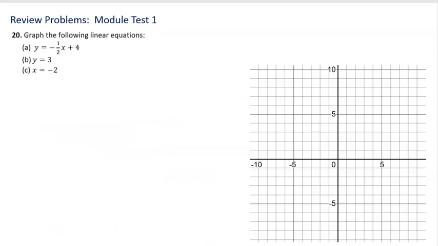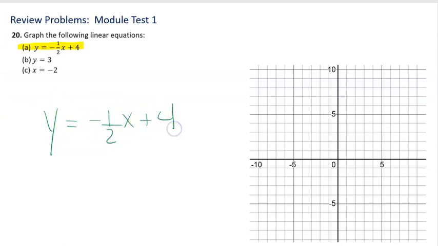All right, for problem 20, I actually have to graph 3 separate lines. So I'm going to do this on 3 separate pages. And of course, we're going to do A first. So y equals negative 1/2 x plus 4. Now, we could do it like we just did the last problem by finding the x and y intercepts. But you know what? It's already in slope-intercept form.